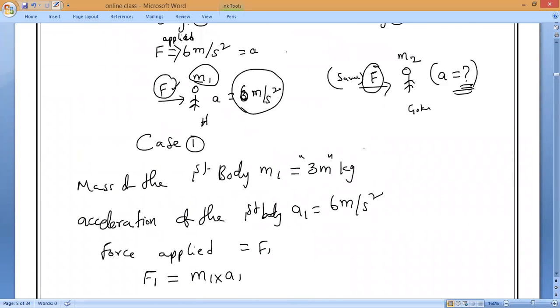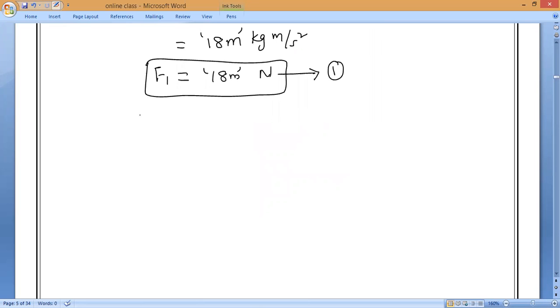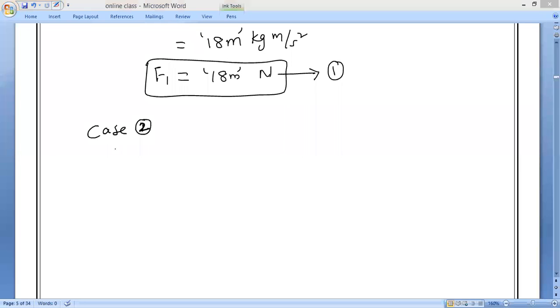Let us go for body 2. This is case 1. Now case 2, tell me everybody, what will come? What is the mass of the case 2 body? Mass of the second body, M2 is equal to, everyone.